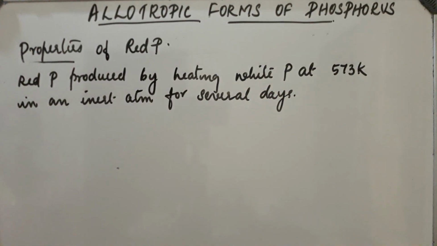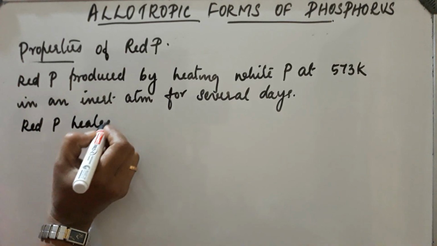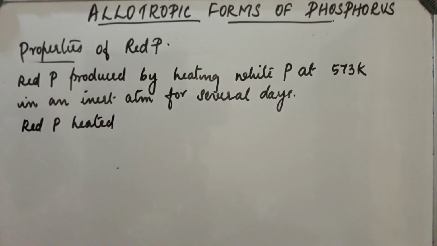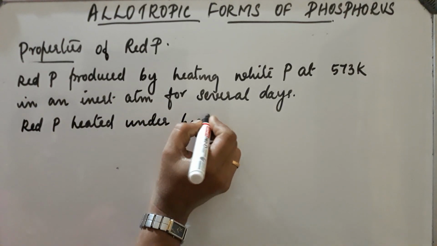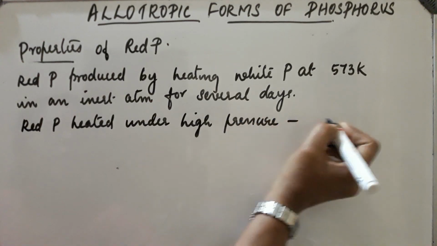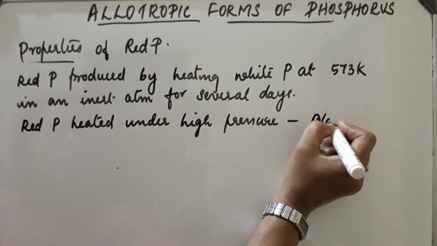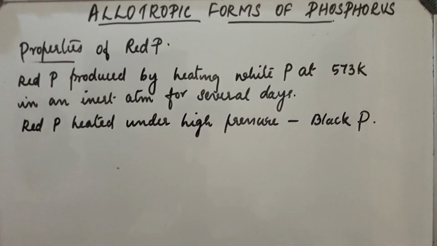Next, when red phosphorus is heated, what happens? When red phosphorus is heated under high pressure, we can obtain black phosphorus.